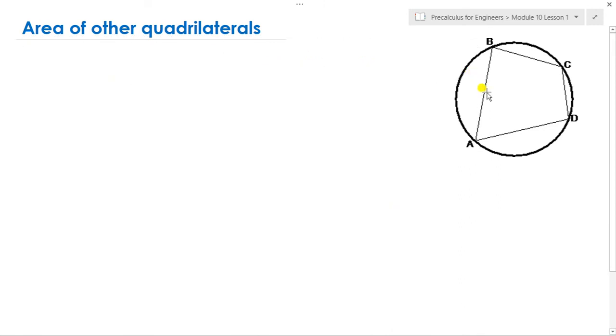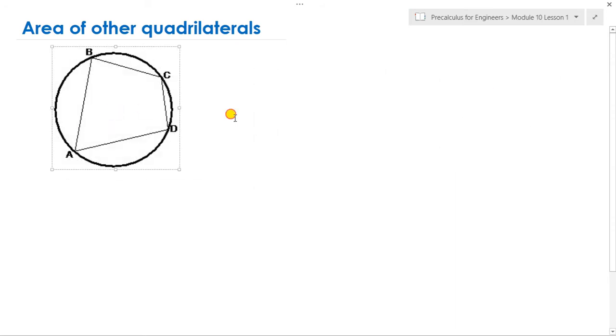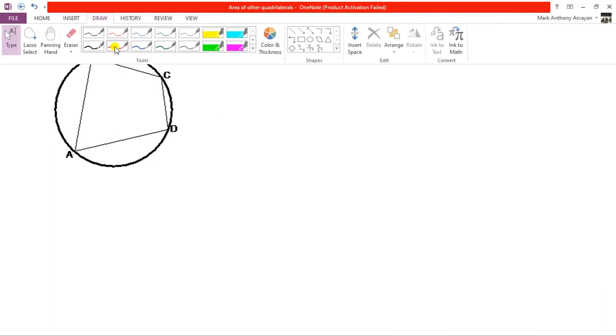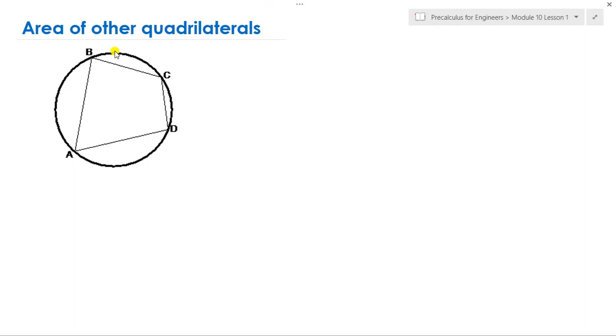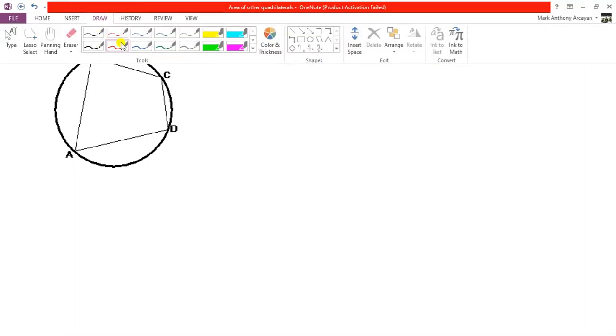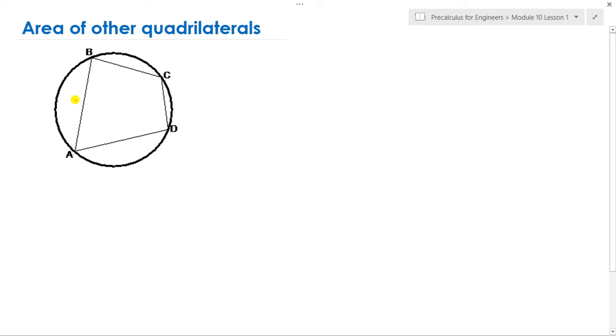So the last one is this. This is a quadrilateral inscribed in a circle, so it is inside the circle. The formula for this, the given, of course, are the sides. That is side A, side B, side C, and side D. So here, the area is found by using Ptolemy's formula.